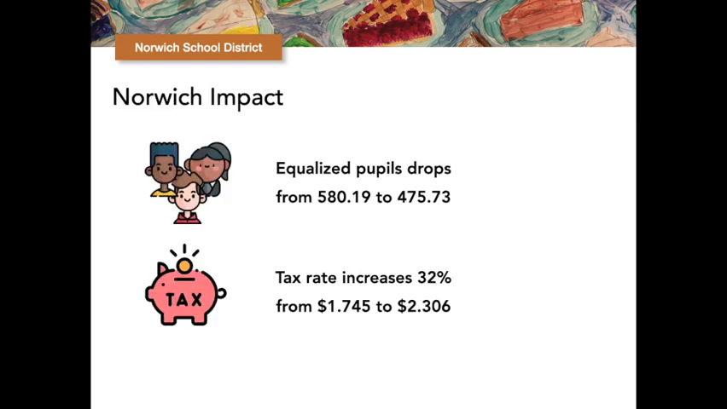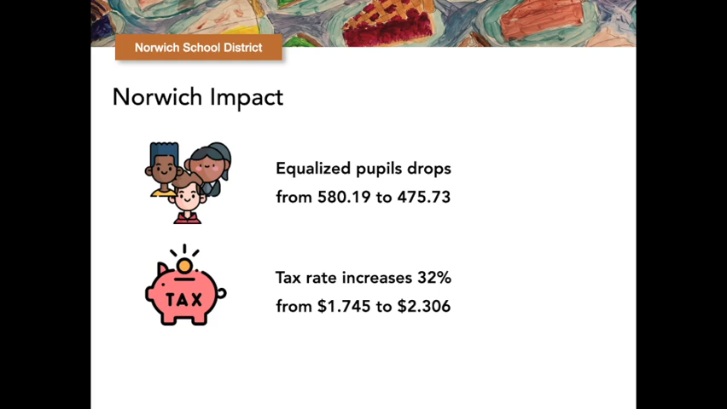I want to pause here for a moment and talk about the numbers that were provided in the task force report. For modeling purposes, the state used budget and education spending numbers from fiscal year 20, which is pre-pandemic. And that's appropriate, noting that spending during the pandemic was abnormal.